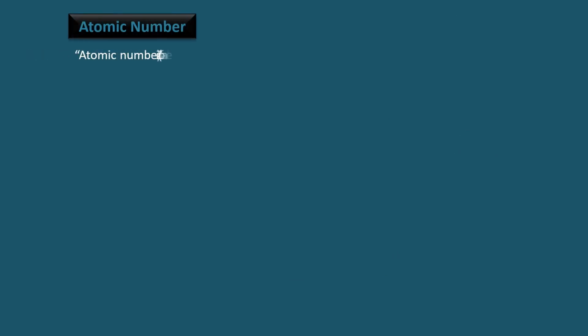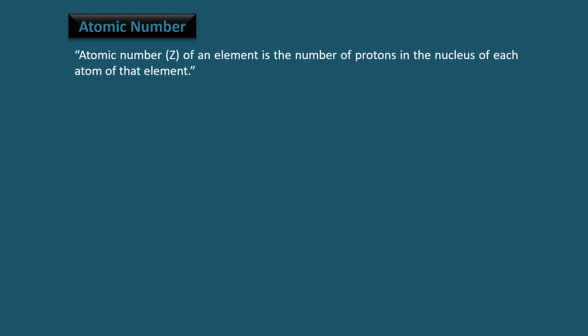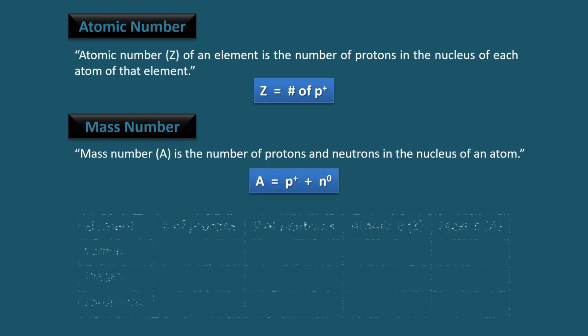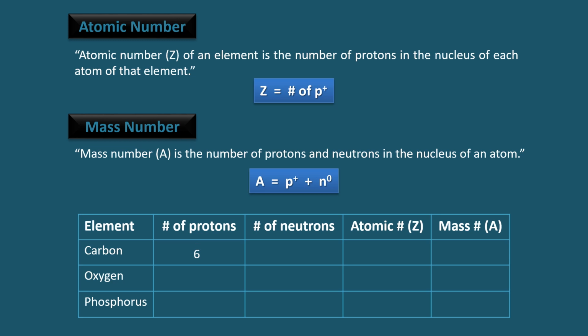Atomic number Z of an element is the number of protons in the nucleus of each atom of that element, whereas mass number A is the number of protons and neutrons in the nucleus of an atom. For example, carbon has 6 protons, oxygen has 8, phosphorus has 15. So the atomic number of carbon is 6, oxygen is 8, phosphorus is 15.